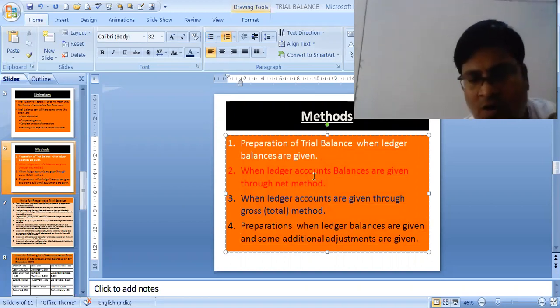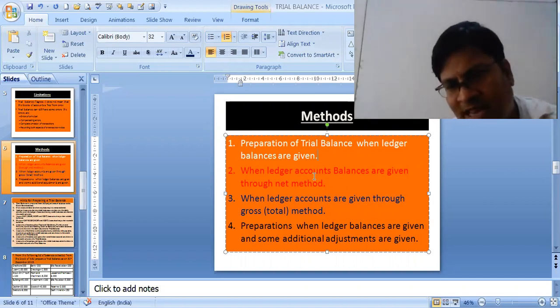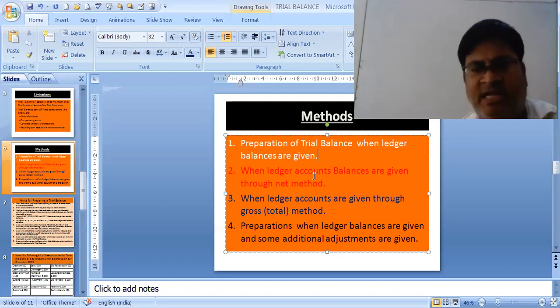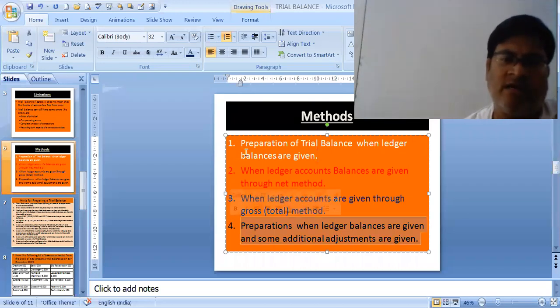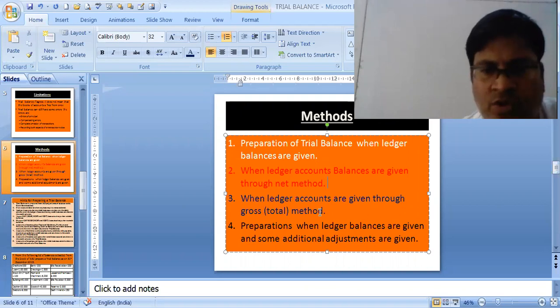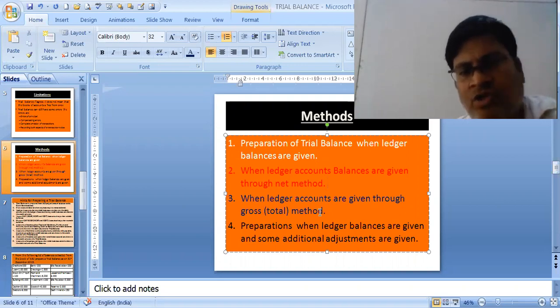Second one, when ledger accounts, we have prepared last day, we have got the balances. From there, we will be preparing the trial balance. Third one, again, ledger account totals are given. Not in the syllabus, we will not do. And the fourth one, when ledger balances are given and some additional adjustments are given. This is also we need to do. Both the total methods we will not do. We will only do the trial balance when ledger balances are given, that is through the net method, and when ledger balances are given with some additional adjustments.